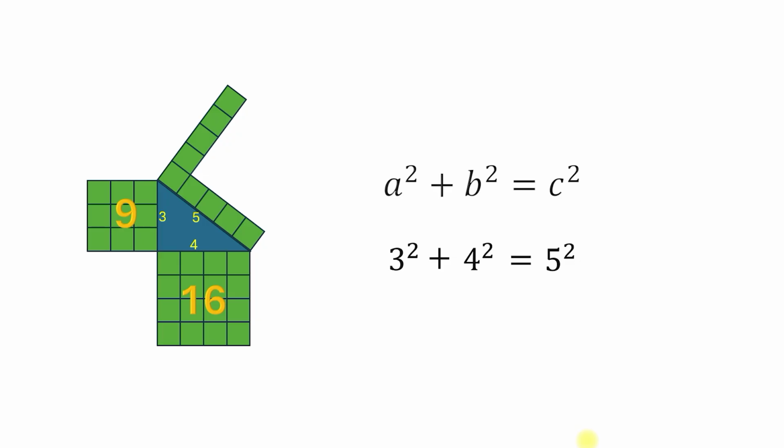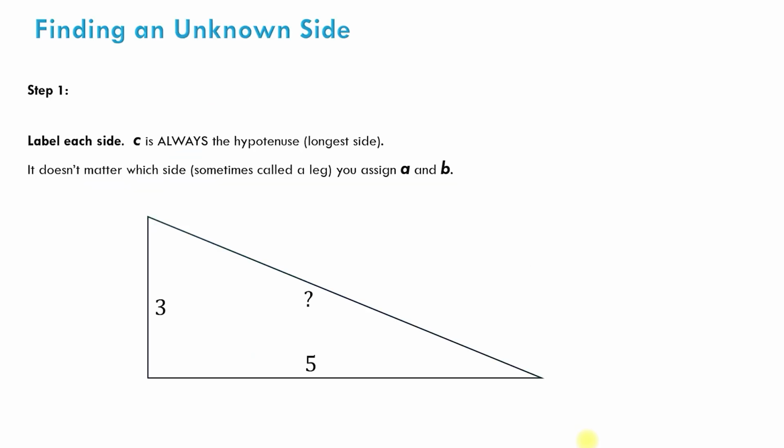And our hypotenuse, when squared, contains 25 tiles. 9 plus 16 equals 25. This illustrates the basis of the Pythagorean theorem. Now let's use this in some examples where we know the lengths of 2 of the sides in order to calculate the length of the third side.